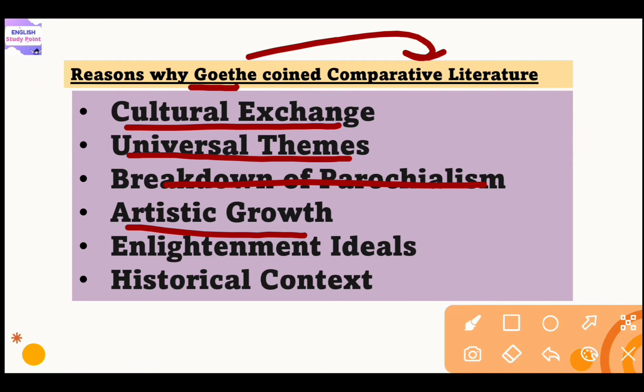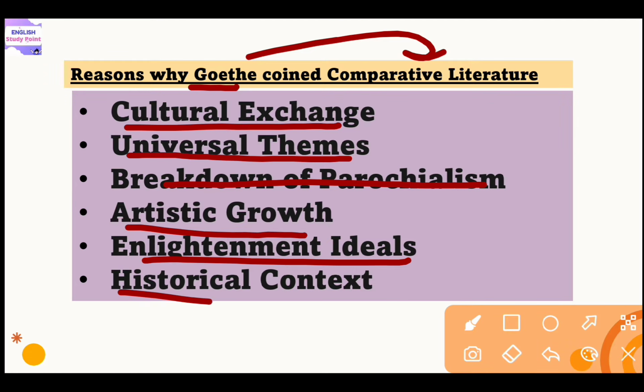He observed cross pollination of ideas. By engaging with literature of other cultures, writers could develop new techniques and perspectives. Then, Enlightenment ideals. Goethe lived during the Enlightenment era. This particular period put emphasis on reason, science, and respect for humanity. These principles encourage thinkers to look beyond immediate context towards a broader humanistic perspective.